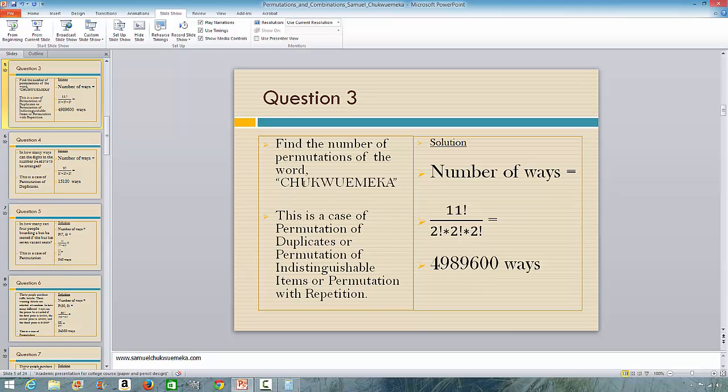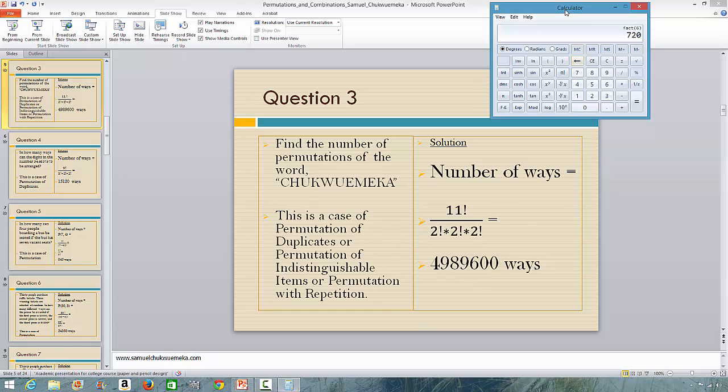Does C have any brother? No. H, no. U, yes, we have a U. U has a brother here, so there are 2 duplicates, right? 2 factorial. K has 2 duplicates. You write 2 factorial. W, no. U, we've mentioned it. E has 2 duplicates. That's 2 factorial. M, no. E, we've mentioned it. K, we've mentioned it. A, no. So that gives you 11 factorial over 2 factorial times 2 factorial times 2 factorial.